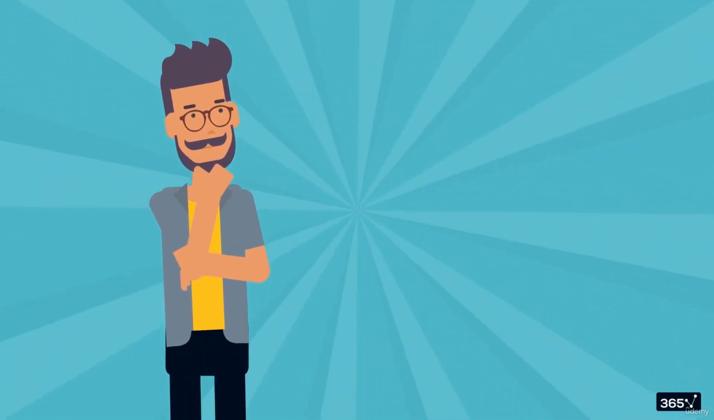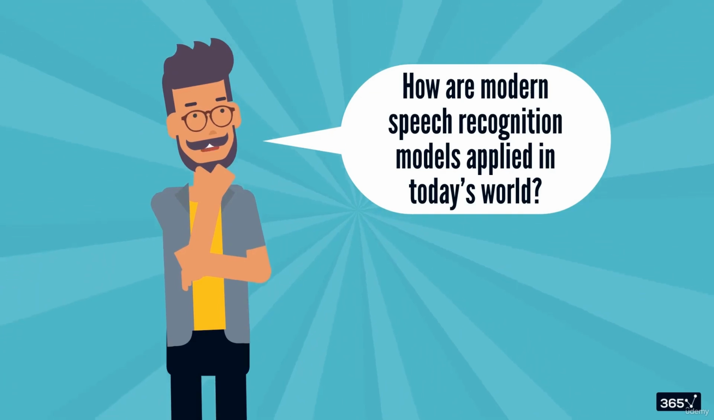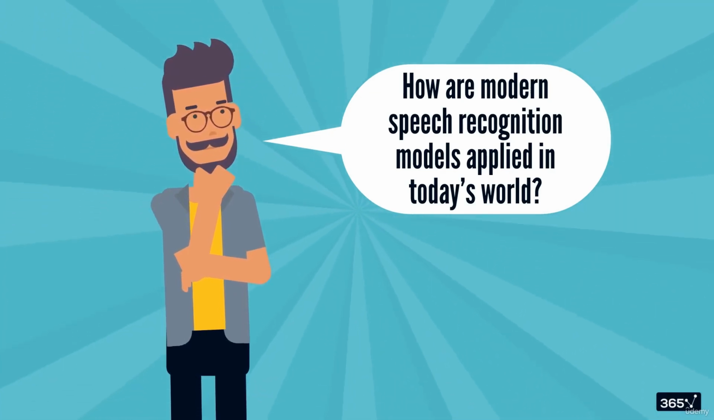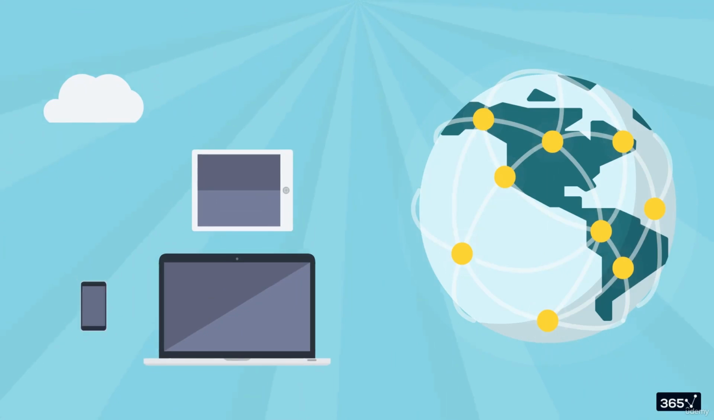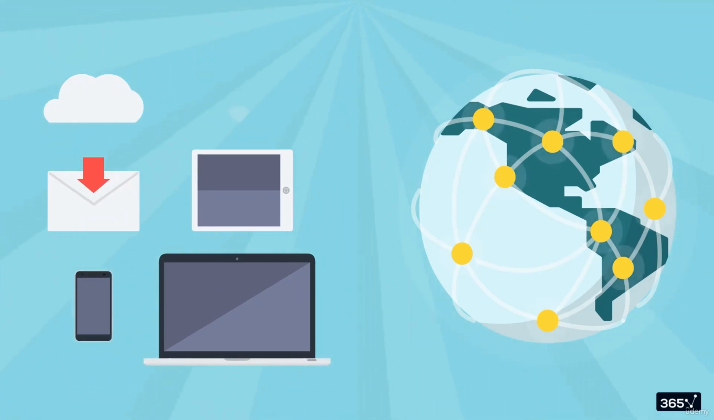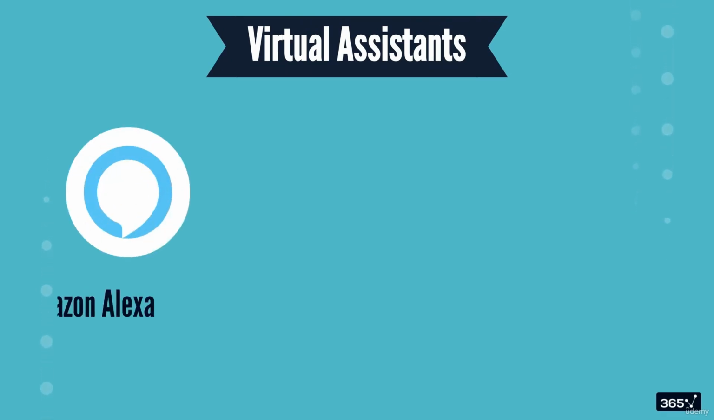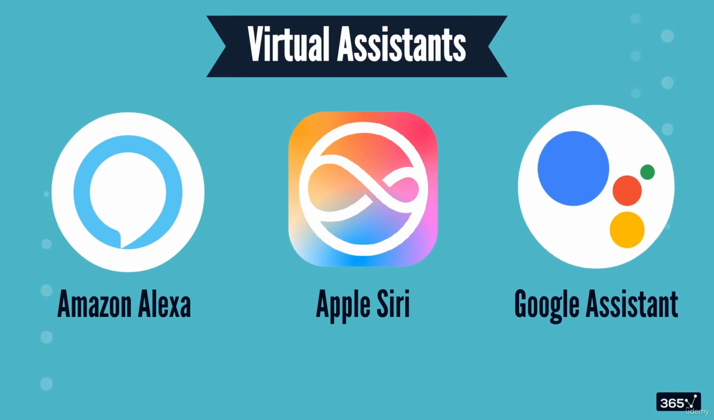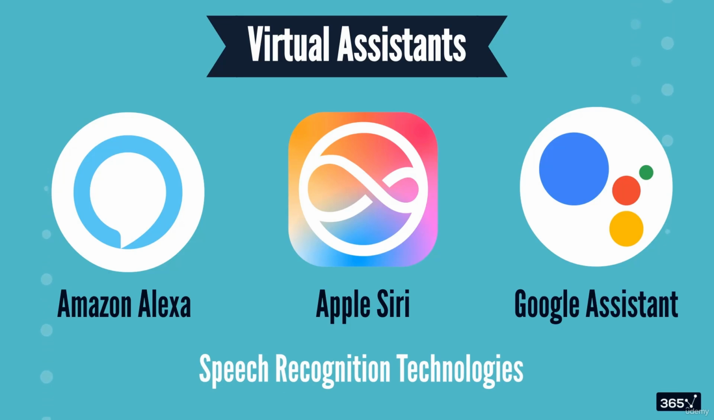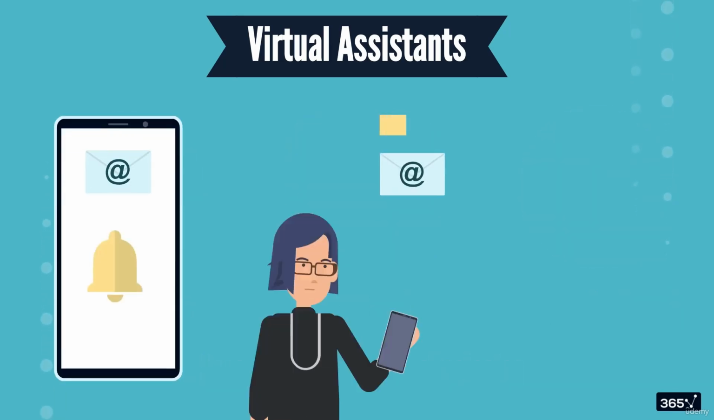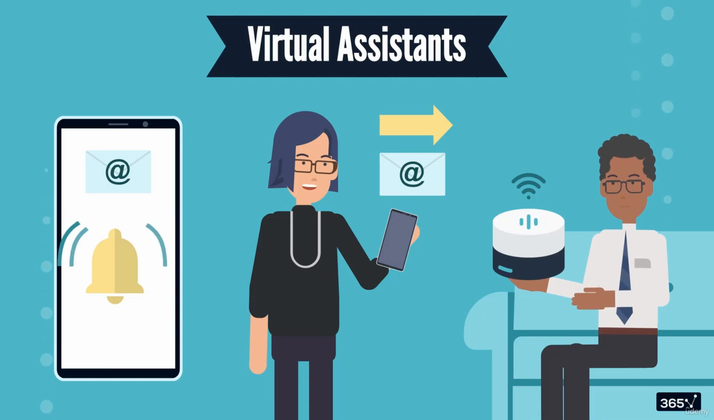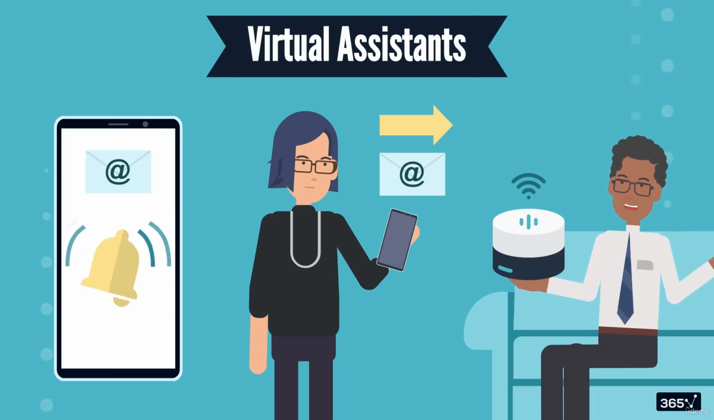Building on this foundation, let's explore how these modern speech recognition models are applied in today's modern world. Technology is becoming increasingly integrated into our daily lives, often in ways we might not notice. Think of the virtual assistants nowadays. Devices like Amazon Alexa, Apple Siri, and Google Assistant have become everyday features in many households. They rely heavily on speech recognition to understand and respond to user commands. The ability to process natural language and execute tasks like setting reminders, sending messages, or controlling smart home devices demonstrates the practical use of modern speech recognition.